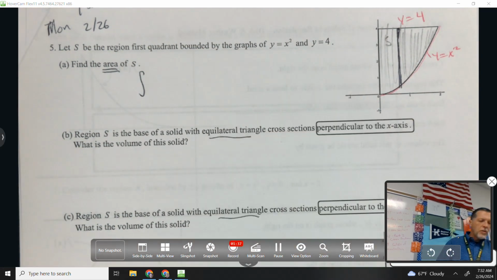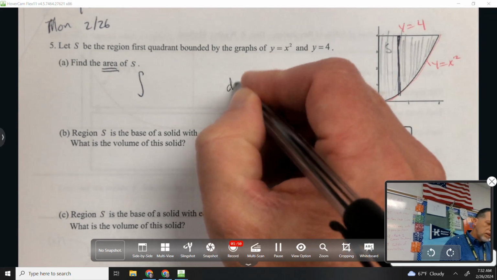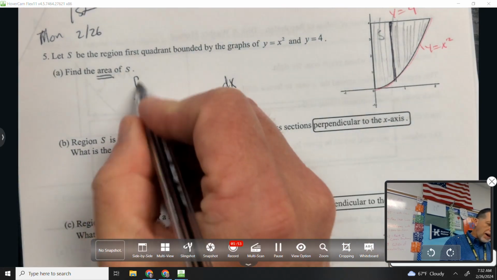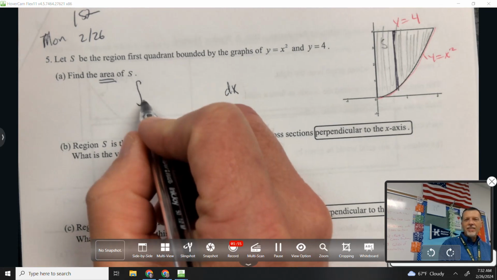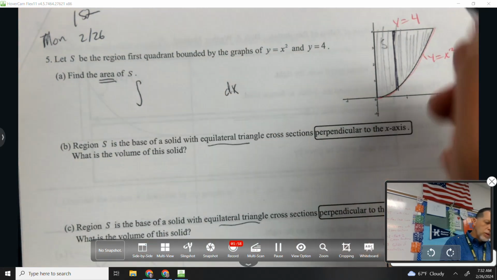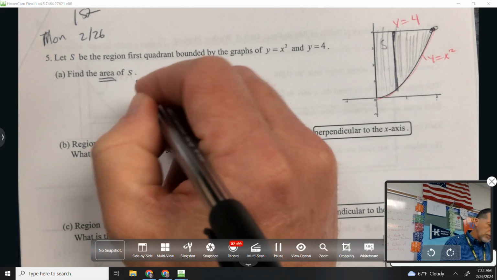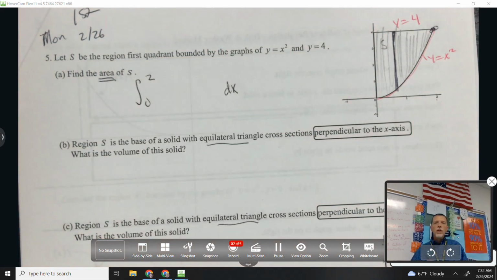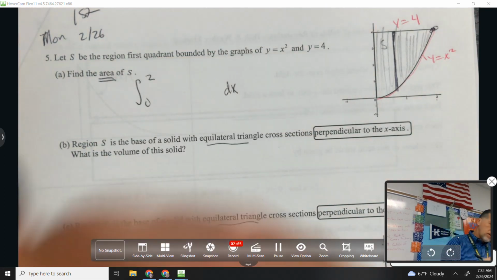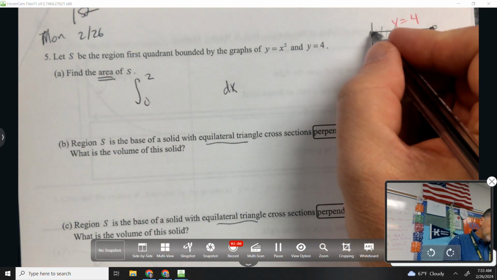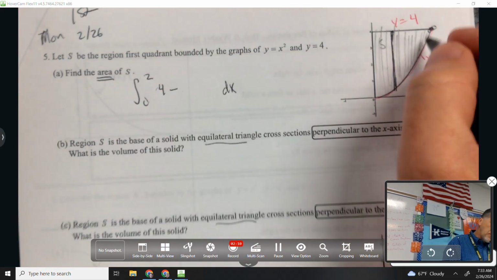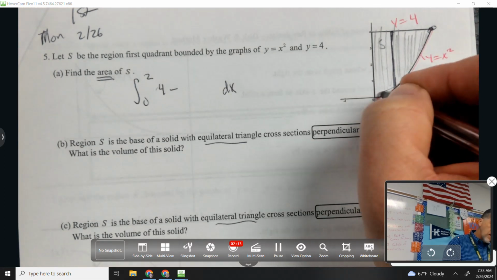Is this dx or dy? How are we slicing up the rectangles here? I mean, you could do it either way, but the way I drew that one, this is a dx problem. So dx means my limits need to be x things. So from 0 to 2, that was nice. They told us where it intersected here. From 0 to 2 of top minus bottom. So the top is 4, and the bottom is this curve, and that curve is x squared.